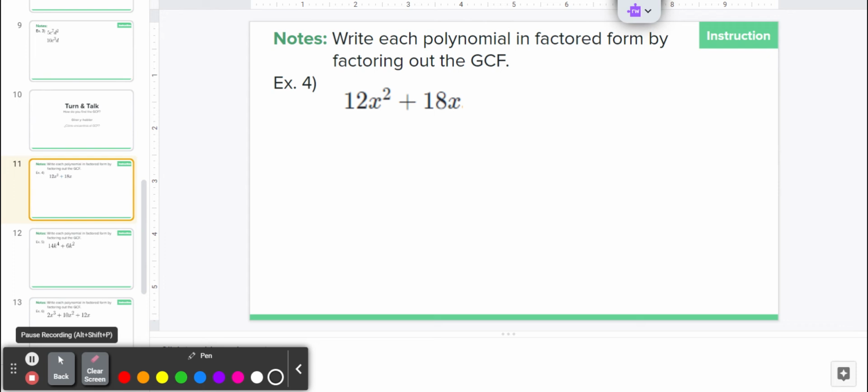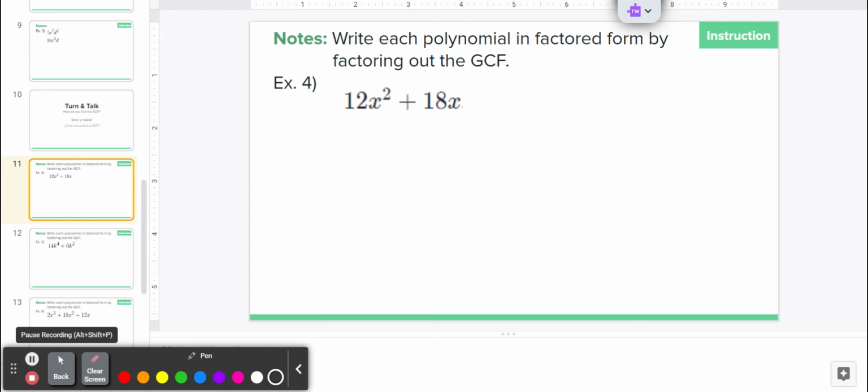Now, we're going to expand on this in examples 4 and 5, and we're going to skip 6 today. And write each polynomial in factored form by factoring out the greatest common factor. The first thing we're going to do is identify what the greatest common factor is, and then rewrite our expression here as a factored form.